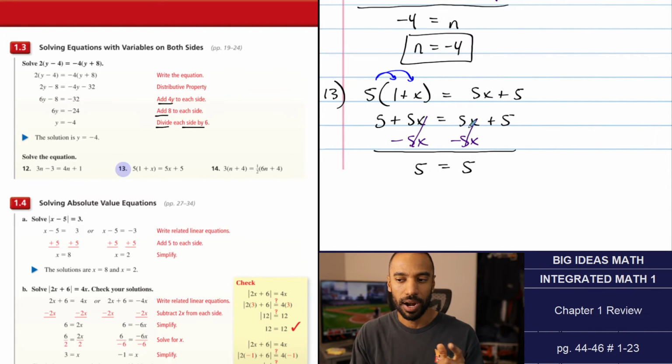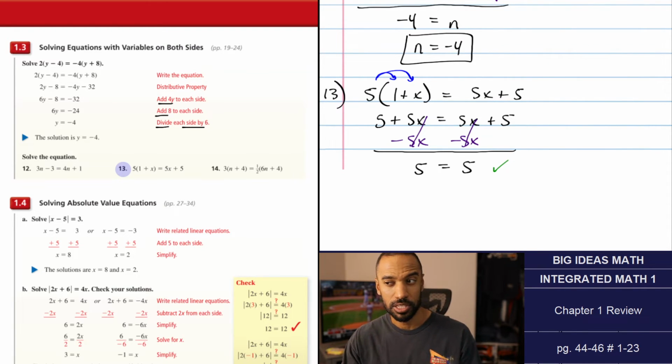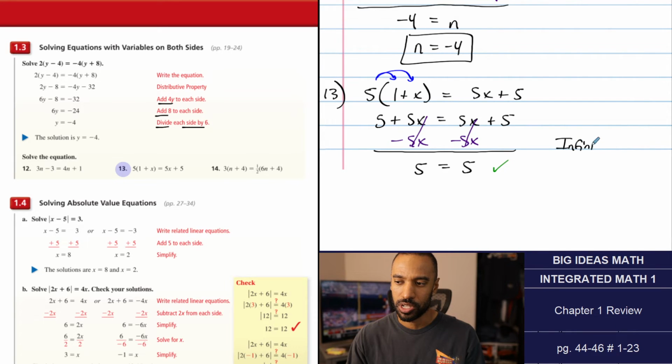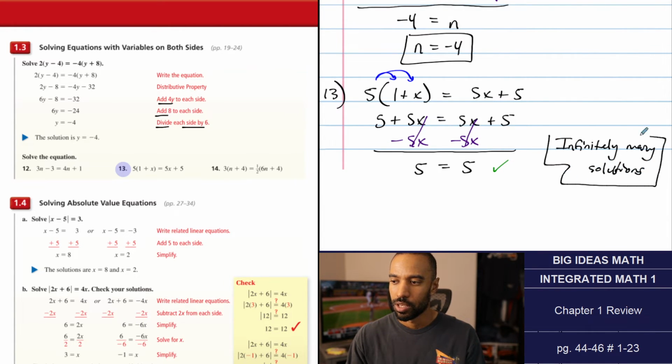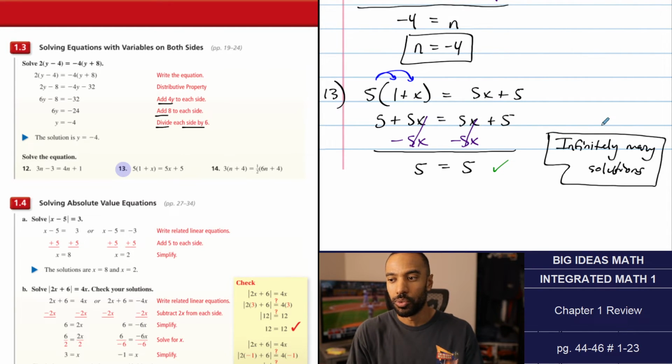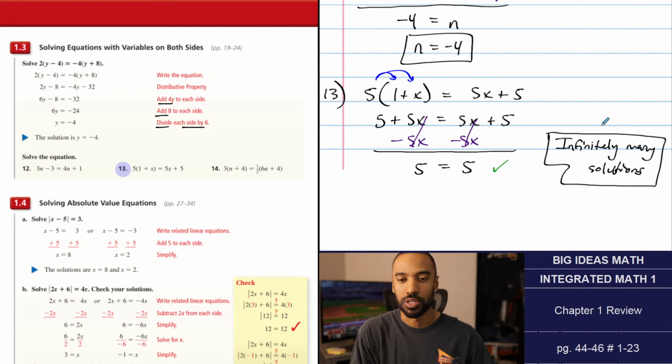It means no matter what I had for x, it didn't end up affecting the overall truth of the problem, which is that the left side will always equal the right side. 5 equals 5 is true. Now, that's not our answer either. Our answer is technically all real numbers, which is an infinitely many solutions case. Identity equations such as this one will conclude in infinitely many solutions.